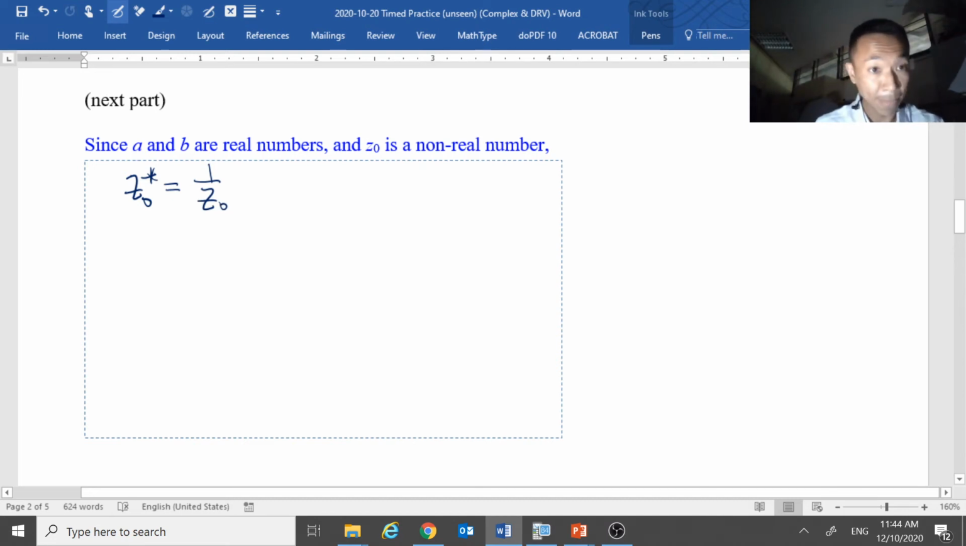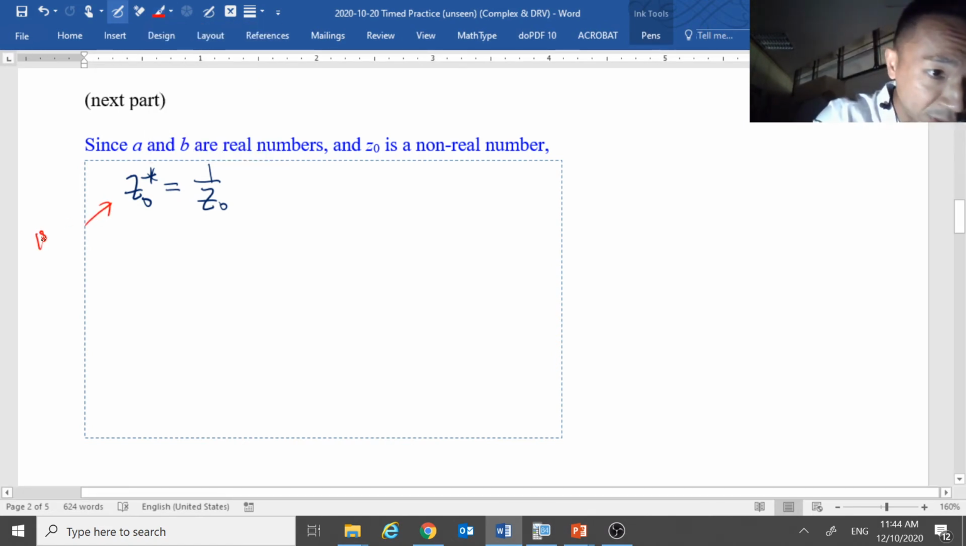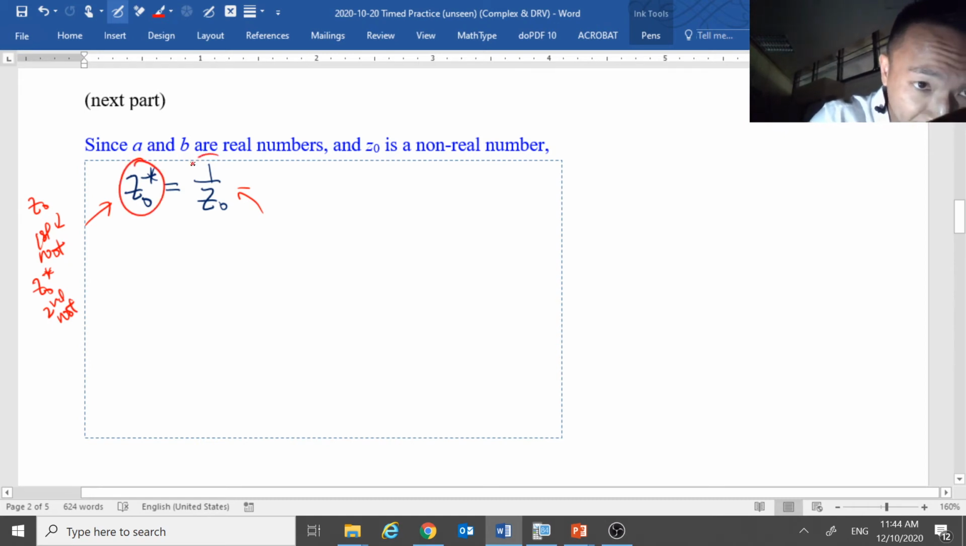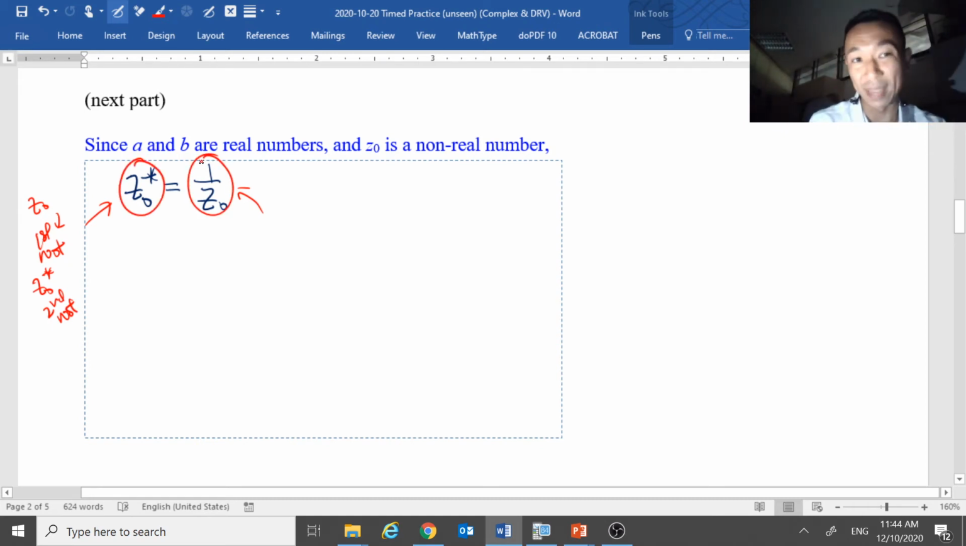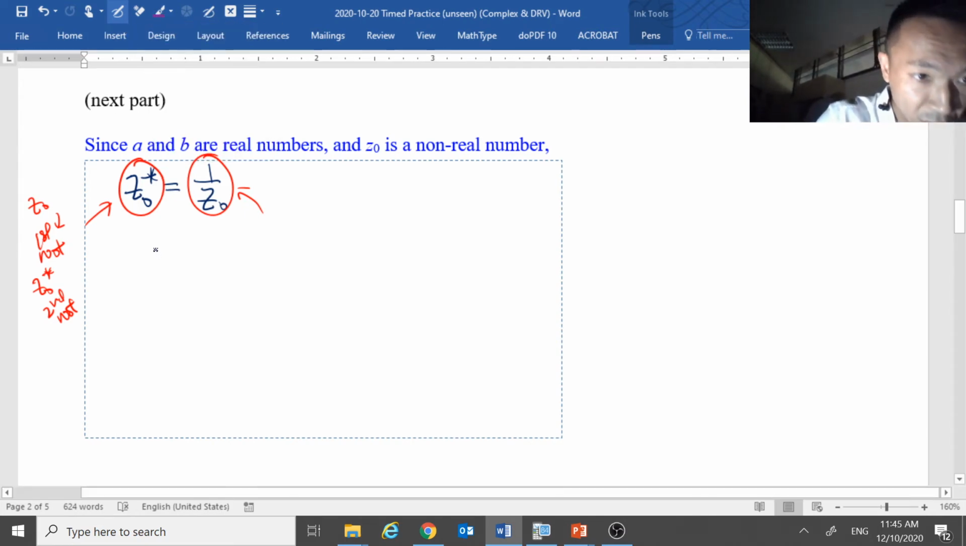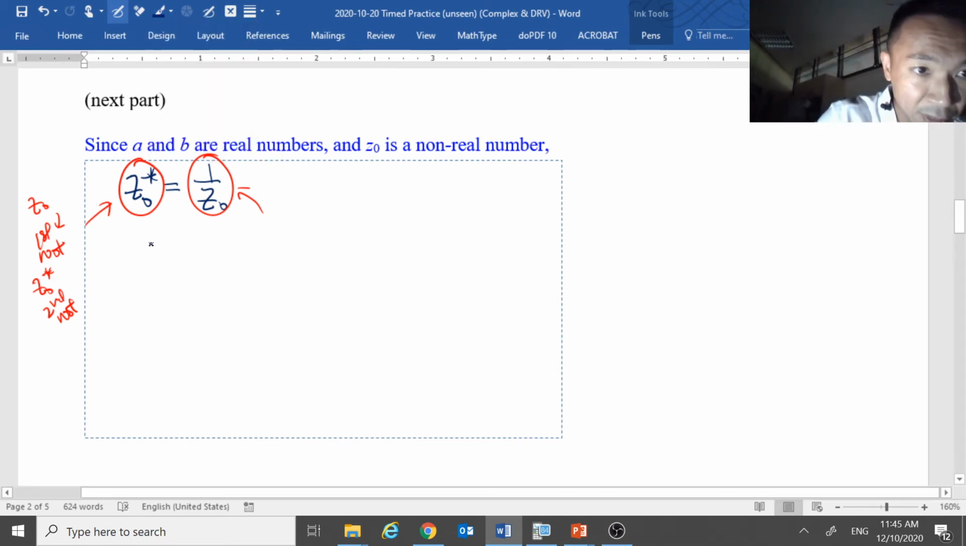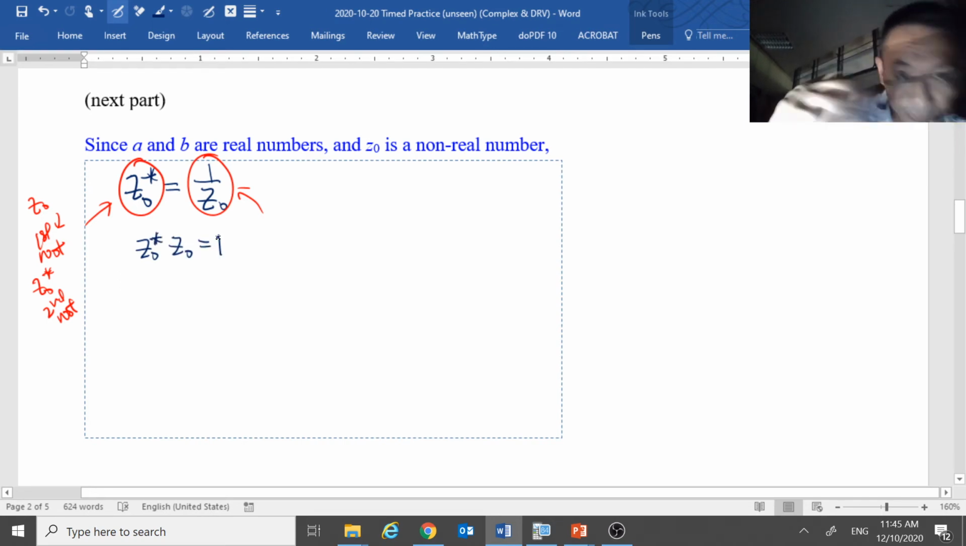Let's recall it. Z0 is the first root. So therefore Z0 conjugate is the second root. 1 over Z0 is the second root. So these two are the same. Then you have Z0 conjugate by Z0 equals to 1.